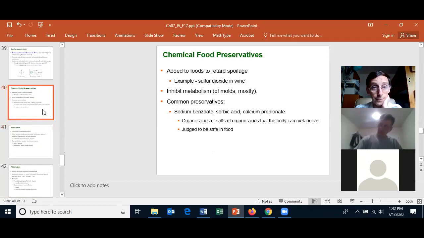Let's go back to that. Sodium benzoate, sorbic acid, calcium propionate. Some of them are added to bread, cheeses, many prepared foods. Just read the ingredients and you'll come across some of these.